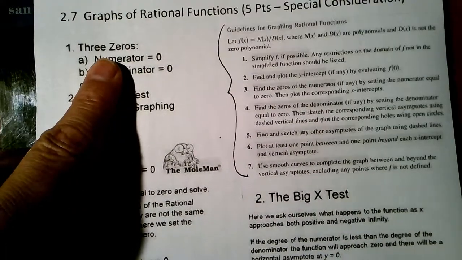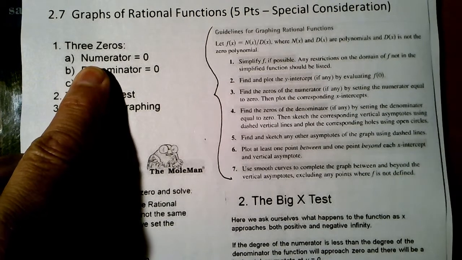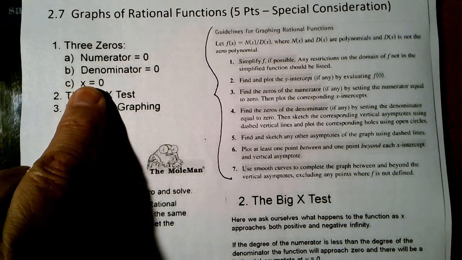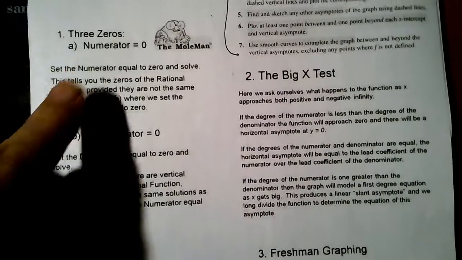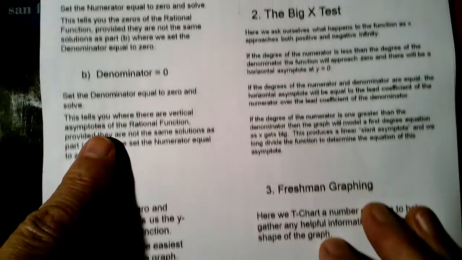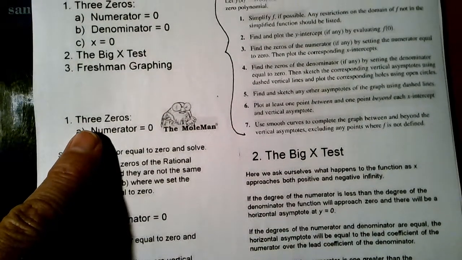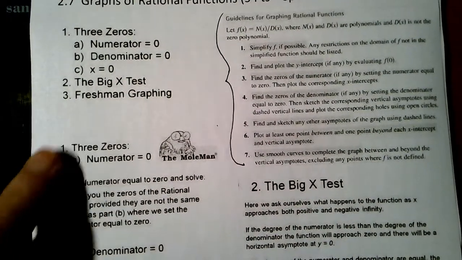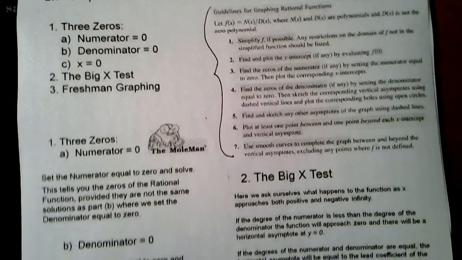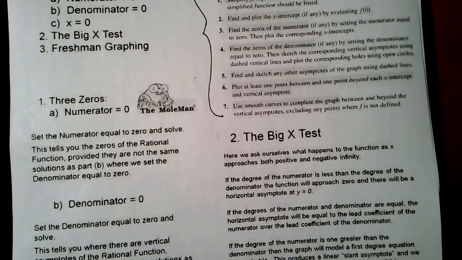The 3-0 test. We're going to set the numerator equal to 0, the denominator equal to 0, x equal to 0. And this tells us what those do for us. And these will make sense to you. You will know these by the time you watch the video. And then we have the big X test, which we talked about quite a bit in the last section. And then freshman graphing is just t-charting.